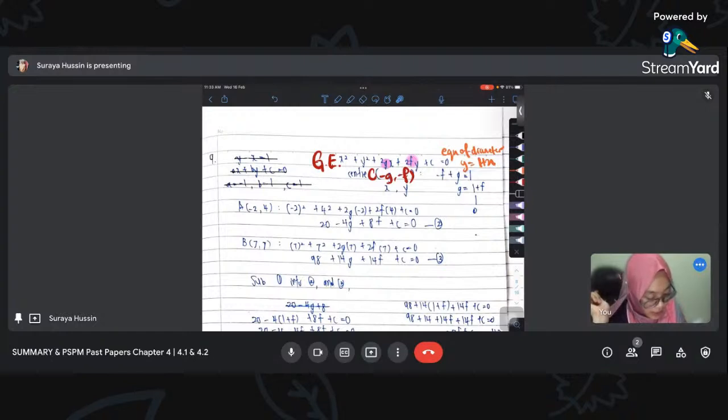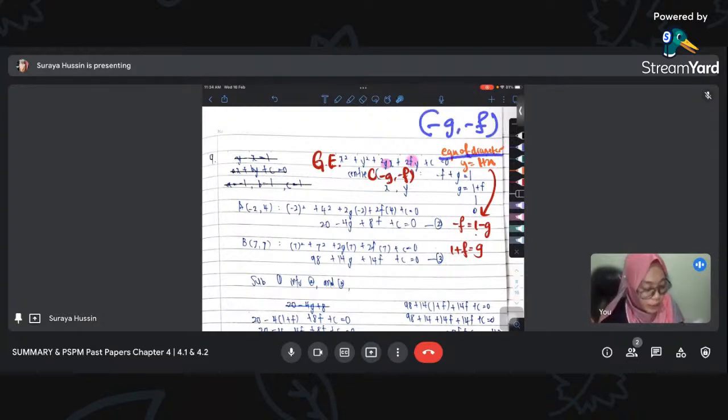Dia dapatlah ini. You tak percaya, you kena tulis lah sebenarnya. Okay, you must write it down. So negative f equals to 1 minus g. So g is equals to 1 plus f. Betul? See? The same thing. So dia masukkan center, point center negative g and negative f ke dalam diameter, ke dalam equation of diameter. And so dia dapatlah g ini.